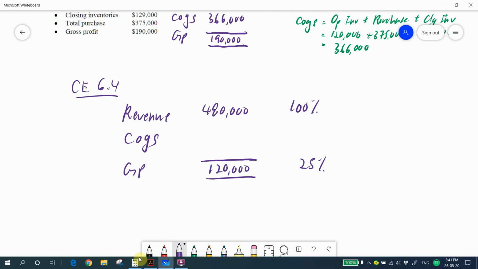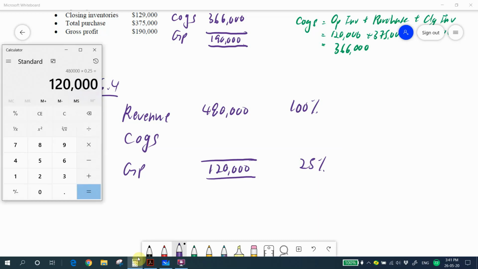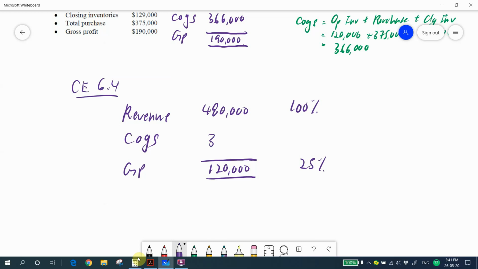And the difference between your revenue and gross profit will be your cost of goods sold. So we use 480 minus 120, then we get 360. And 360 also represents 75% of the revenue. So this is the answer: COGS 360, gross profit 120.